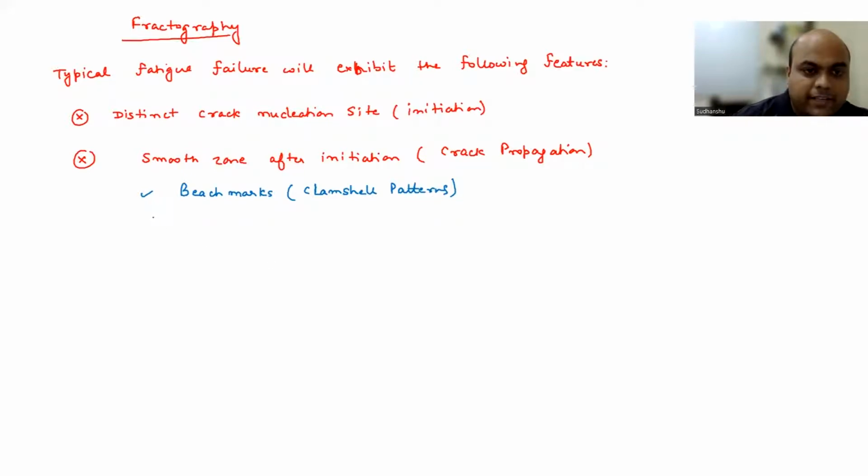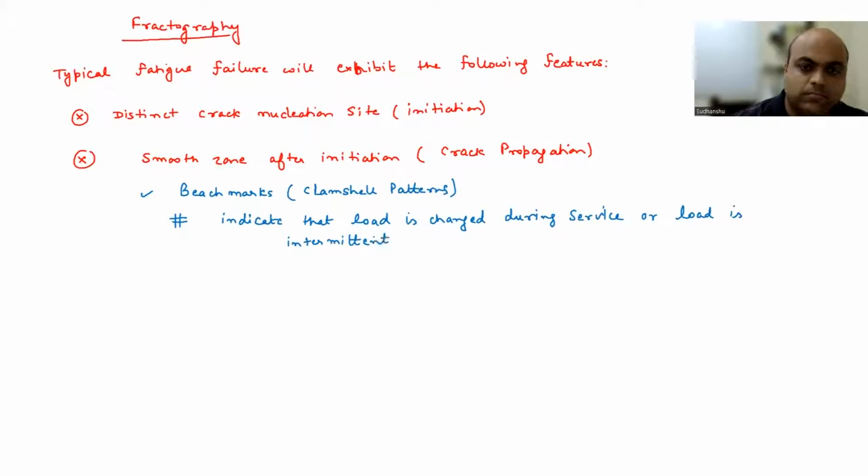And this will indicate, as soon as you see beach marks on the surface, that load has changed during the service, or it has stopped. The fatigue cycle has stopped during its service. So this indicates that load is changed during service or load is intermittent. That is one feature you are going to see on the fracture surface, and these are macroscopic in nature. You should be able to see them very clearly.